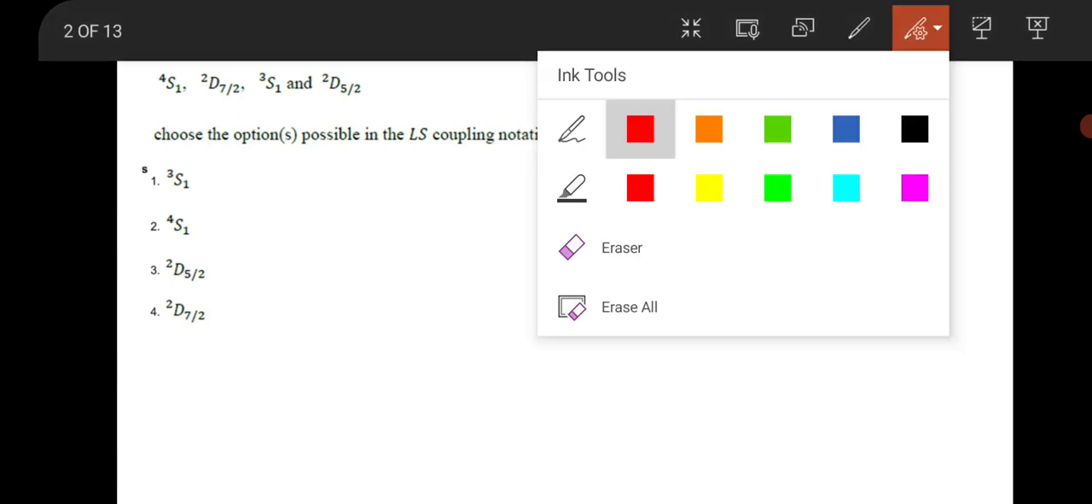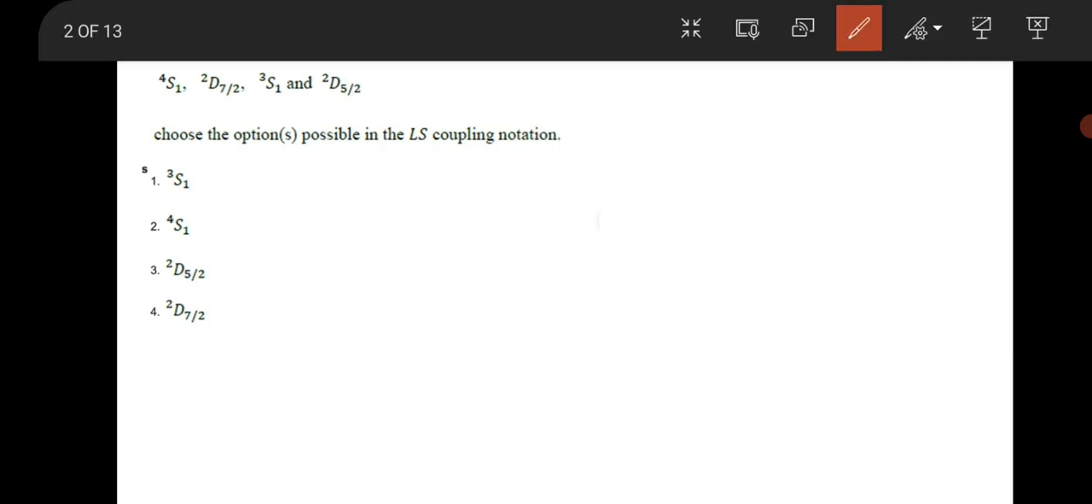So the first question I consider is from LS coupling, that is from the coupling part of atomic and molecular physics. This question was very basic, an important and easy question. The question was: among all the term symbols, 4S1, 2D 7/2, 3S1 and 2D 5/2, choose the option possible in LS coupling notation. That means out of these 4 options, which term symbol is possible as per LS coupling. First of all you should know what LS coupling is.